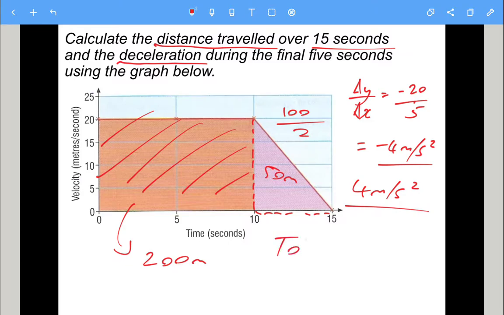So the total distance is simply the 200 plus the 50. So 200 plus 50 is 250 meters.